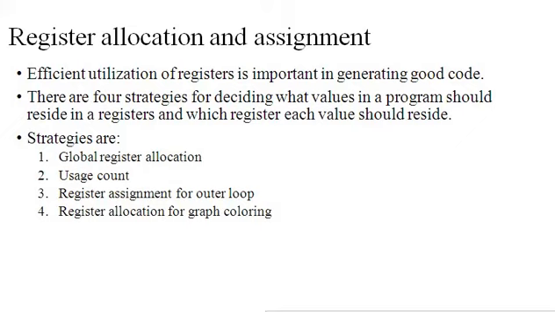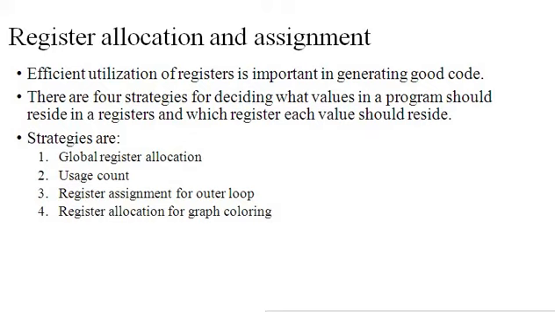Next one is register assignment for outer loop. For example, consider there are 2 loops, L1 and L2. L1 is your outer loop and L2 is an inner loop. Allocation of variable A is to be done to some register. So if allocated in loop L2, then it should not be allocated in L1 minus L2.